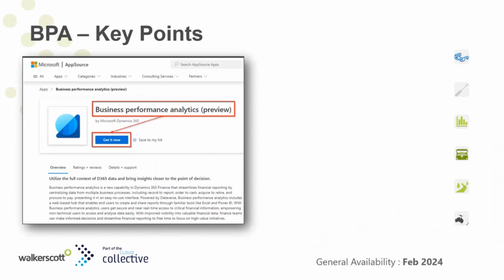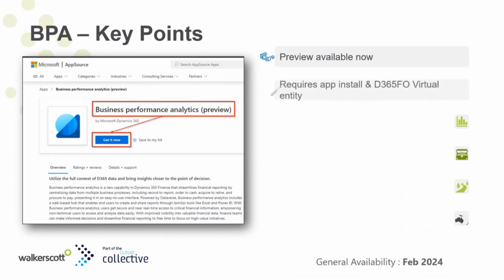Now, some key points with BPA. So the preview is available now. If you are interested in exploring the functionality within the Business Performance Analytics, you can actually download this now in the preview. It does require, similarly to Invoice Capture on the app source, that you download it from the app source, and you do need to have virtual entities configured.